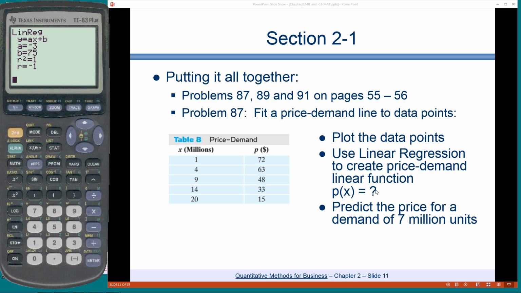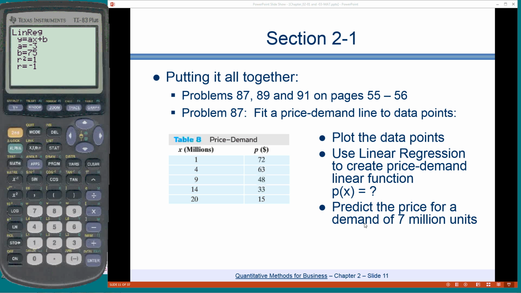And it tells me the price demand function is ax plus b. In other words, the price is minus 3, which is what a is, times the demand plus 75. So my P of x is minus 3x plus 75, or if you want to write it as 75 minus 3x, it doesn't matter. Okay?